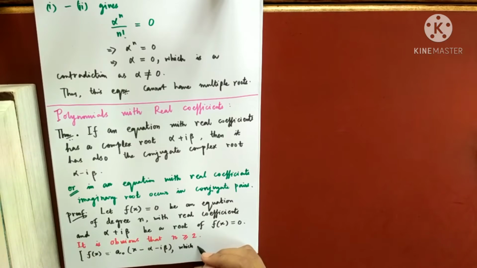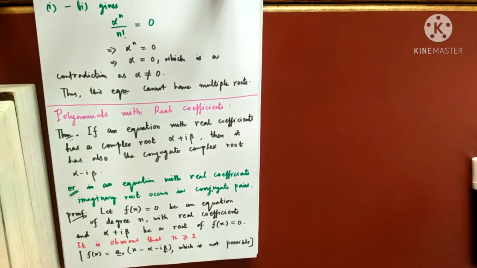It is not possible because we are assuming that f(x) is an equation with real coefficients. Look at the coefficient here, this one will not be real anymore. Did you get my point? So why can f(x) not be a polynomial of degree 1? It should be at least of degree 2 when I am assuming that alpha plus i beta is a root. So n is greater than or equal to 2.